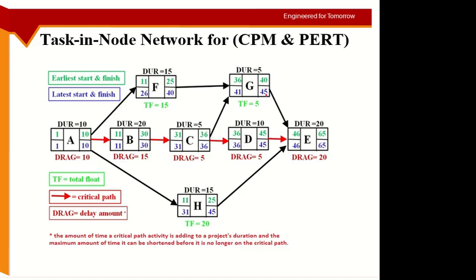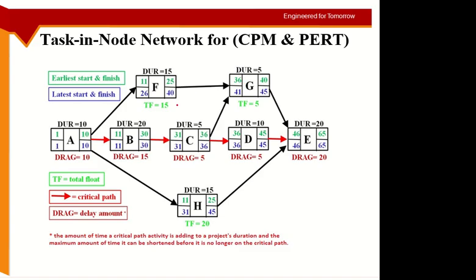So 40, 45, the difference is 5. So the total float for this activity is 5. Or if you are comparing between two activities, for example F and G, you can see the end time is 25 and the start time is 36. So we have a difference of 10 days. So this will be called free float or free slack.